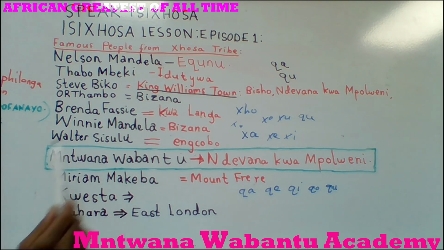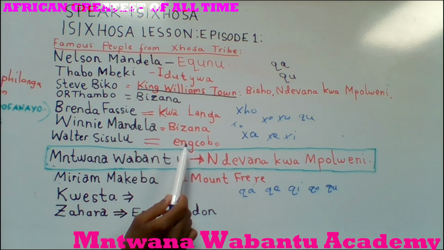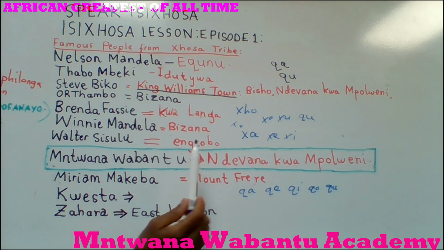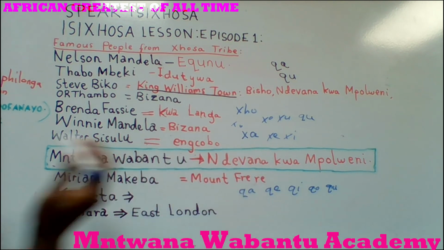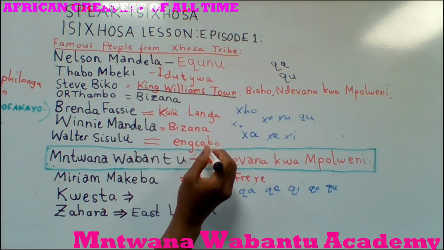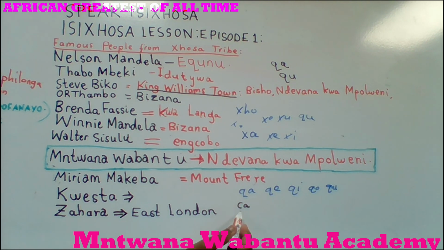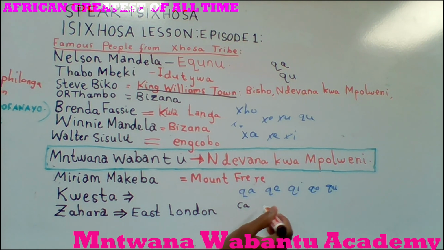Then there's Sisulu, who is from Engcobo. Oh, no, I'm sorry, I apologize here because I kind of misspelled it. So it's from Engcobo. In isiXhosa, if you have this word here, you pronounce it like the way you call a cat.